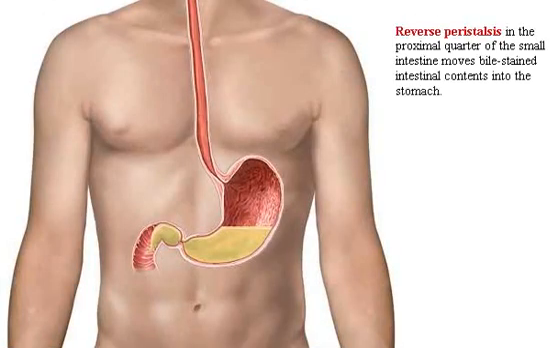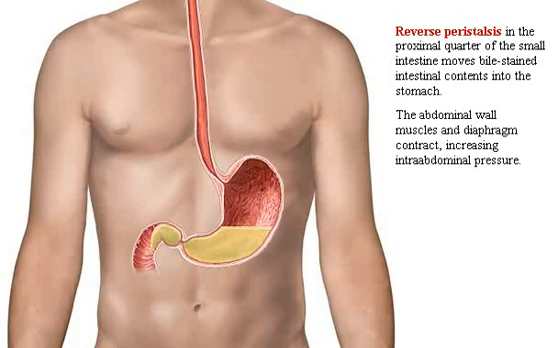Reverse peristalsis in the proximal quarter of the small intestine moves bile-stained intestinal contents into the stomach. The abdominal wall muscles and diaphragm contract, increasing intra-abdominal pressure. Click the small intestine.